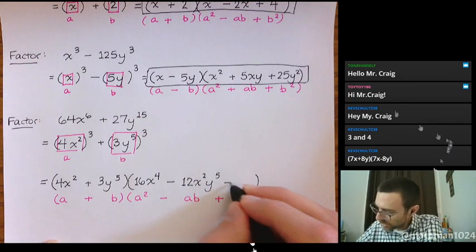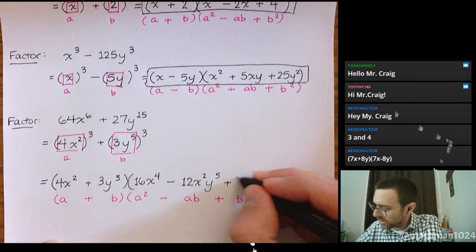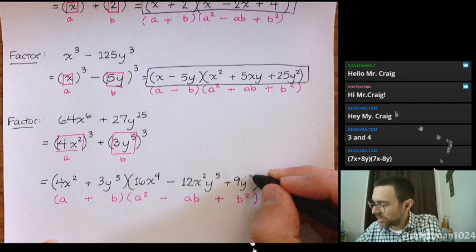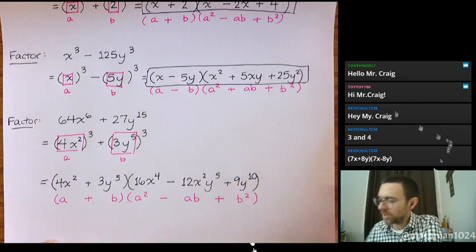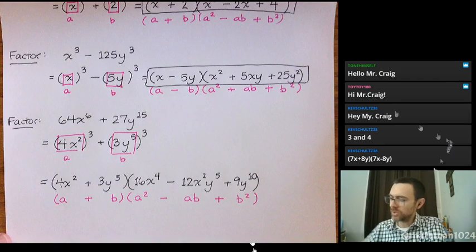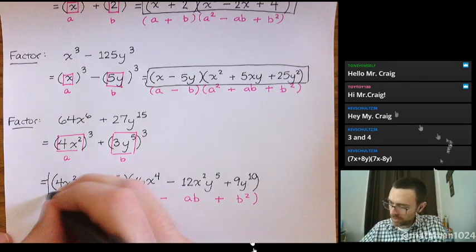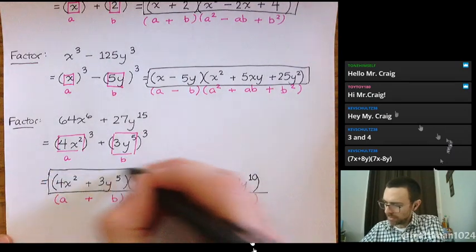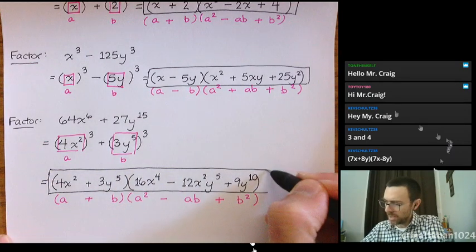Finally, b squared. 3 squared is 9. And when you square the variable part, y to the 5th squared is y to the 10th. I know it's big, it's messy, it's kind of gross. But step by step, piece by piece, you can get it. It doesn't have to be all that bad.